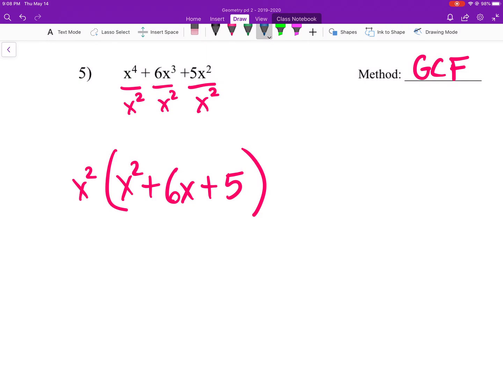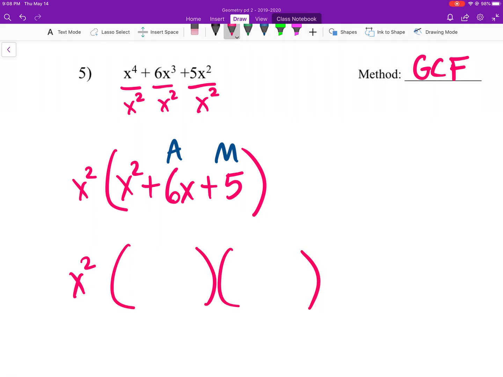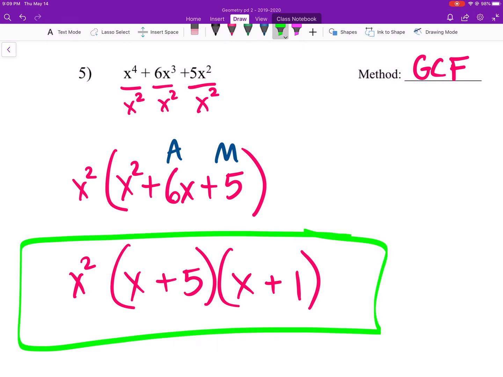Would it be AM or would it be AC? What's in front of x squared? Just a 1. So this is just your standard AM factoring. Now you still have the x squared in front, but now we're going to have 2 sets of parentheses when we factor using AM. So factors of 5 that add to 6 is just positive 5 and positive 1. And what goes in front of each of those? Just your plain old x when we're dealing with AM factoring. And now you're done. So this was a combo: GCF and AM factoring.